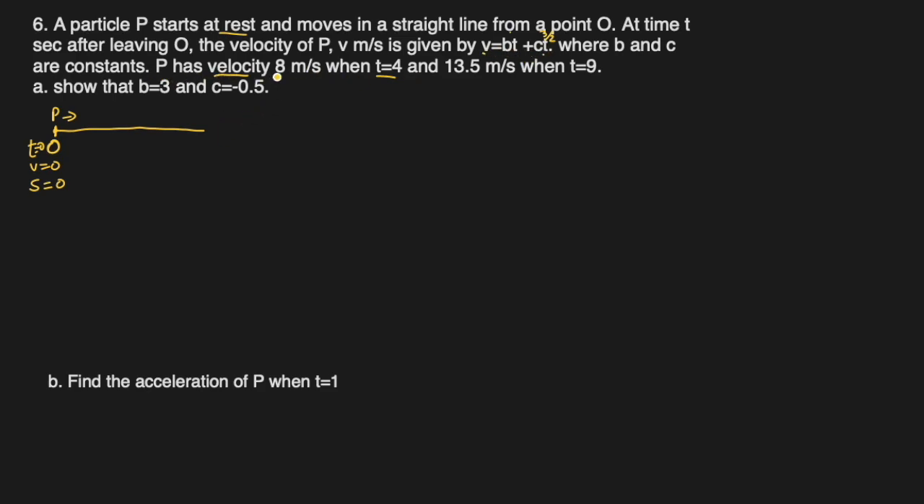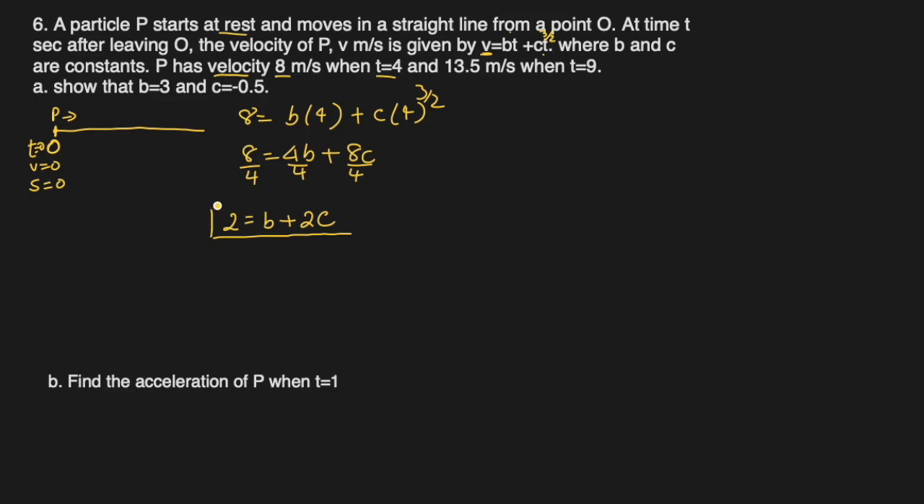So first condition, velocity is 8, equal to b times 4 plus c times 4 to the power 3 over 2. So let's simplify this. 8 equal to 4b plus 4 to the power 3 over 2 will be 8, so 8c. So let's divide all of them by 4 to simplify. That's what we can do on any equation if all of them can be divisible by the same number. So 2 equal to b plus 2c. This is our simultaneous equation number 1.